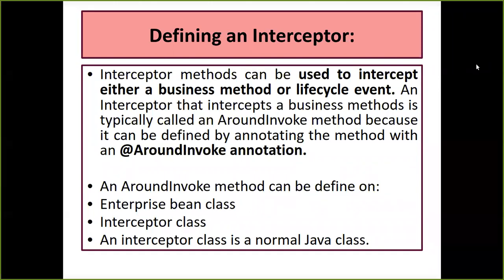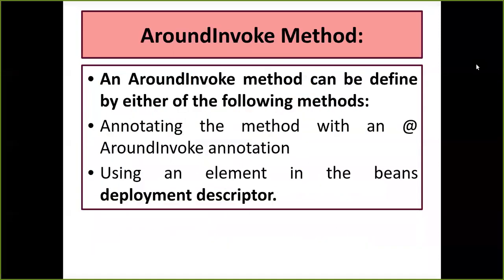Fine. What can interceptor methods be defined for? They are defined for the enterprise bean classes. They are also defined for the interceptor classes. And as I told you, the interceptor class is nothing but a normal Java class file. Now, the @AroundInvoke method can be defined by either of the following methods. You can write the @AroundInvoke annotation directly in the program.